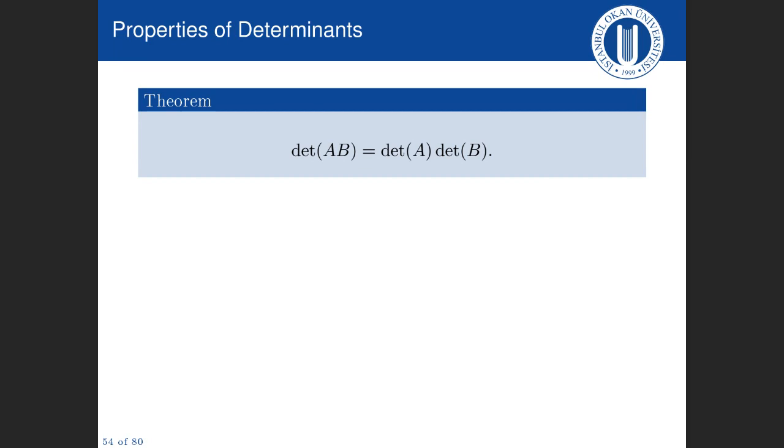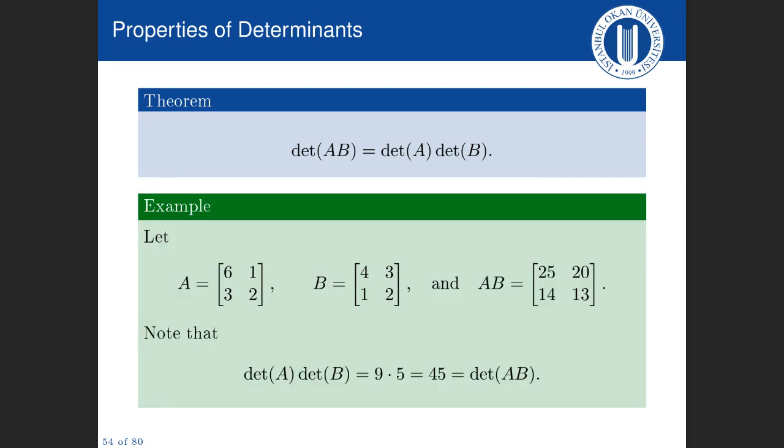Another theorem. The determinant of A multiplied by B is the determinant of A multiplied by the determinant of B. For example, if A is 6, 1, 3, 2 and B is 4, 3, 1, 2, then AB is 25, 20, 14, 13. I'll leave that for you to check. I'll also leave it for you to check that the determinant of A is 9, the determinant of B is 5, and the determinant of AB is 45. And 9 multiplied by 5 is equal to 45.